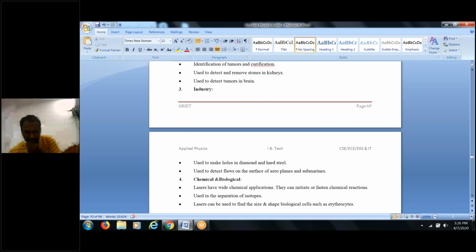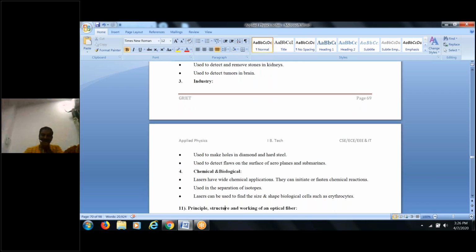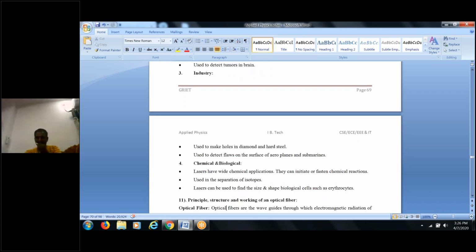Then, other chemical and biological applications. Once seeds are planted, you get the crop. To get the maximum yield, the seeds are treated with laser light, and then harmful germs, viruses and bacteria, not corona, right, all those will be killed. Therefore, the role of pesticides will be minimized. And if you want to separate isotopes, you know what an isotope is: elements with the same atomic number but different mass number. Those are clubbed together, and to separate them you can use laser light.